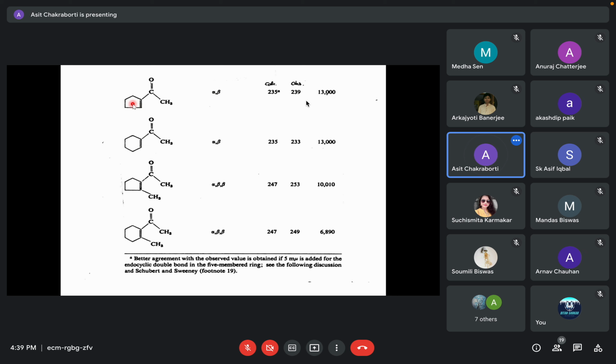So compare entry 1 and entry 3. Entry 1 is acetyl cyclopentene. This is cyclopentene, and this is an acetyl group. And this can be called 1-acetyl-2-methyl cyclopentene. That means in the 2 position, there is a methyl group. So when you introduce a methyl group, it is going to change the lambda max value, and the lambda max value has changed from 239. You are supposed to have a bathochromic shift to 253, right?